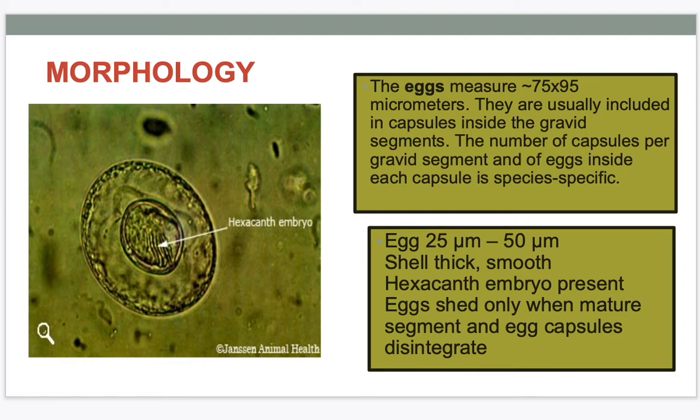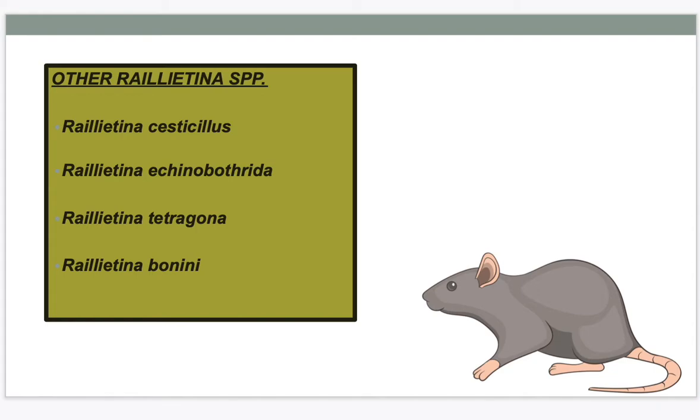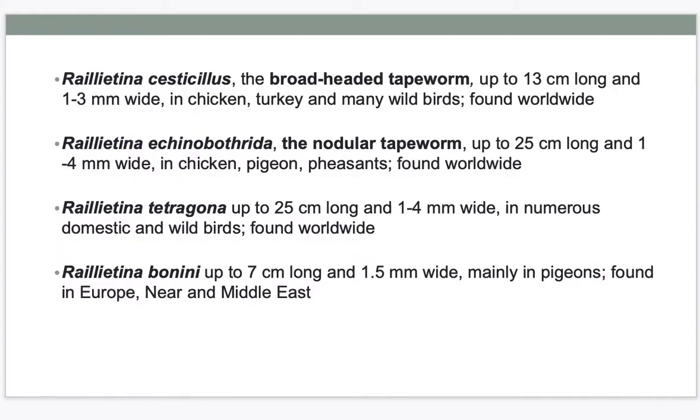For the egg, they measure 75 by 95 micrometers and they're usually included in capsules inside the gravid segments. The number of capsules per gravid segment and of eggs inside each capsule is species specific. So these are your other Raillietina species.